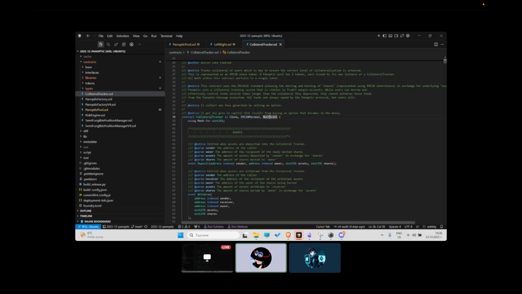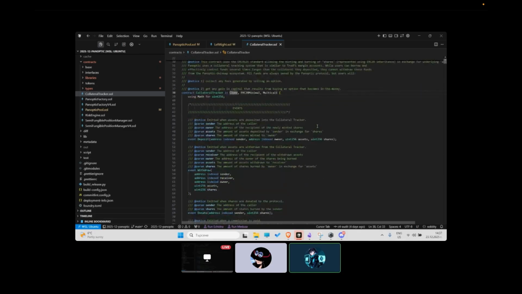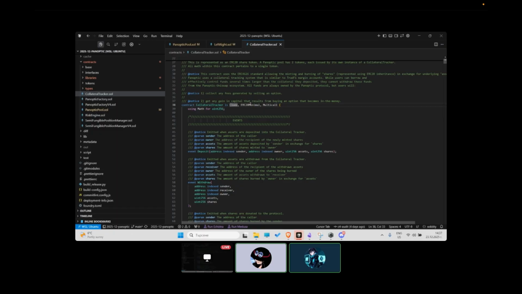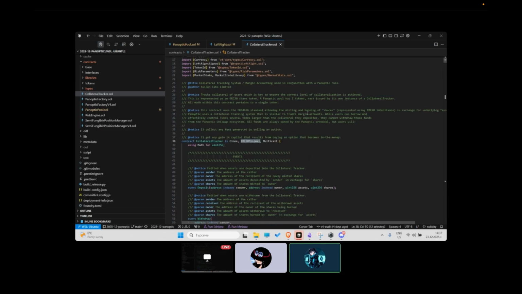ERC20 minimal. So this is a clone. This is not a standard clone. ERC20 minimal. Are you familiar with it? Let's take a look at these imports. Just open them.